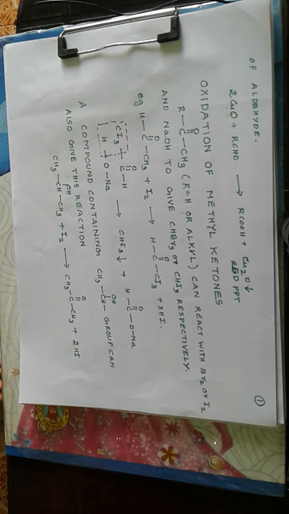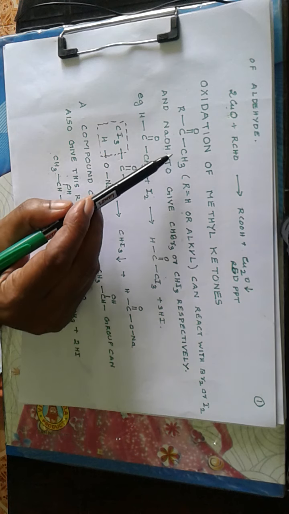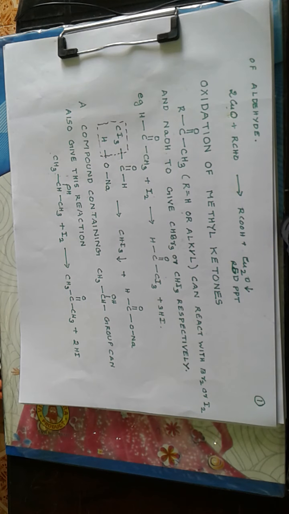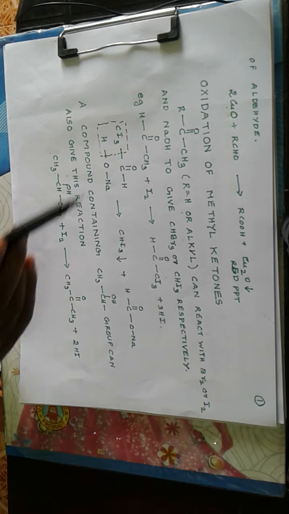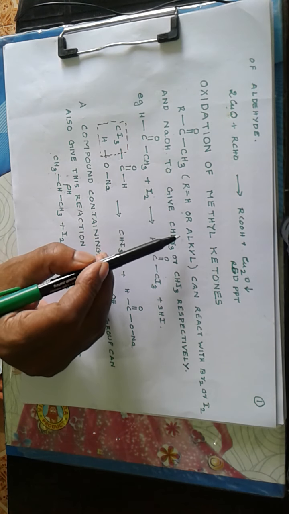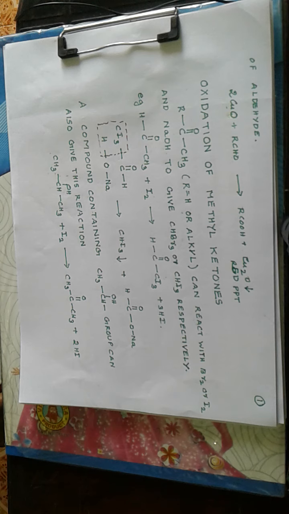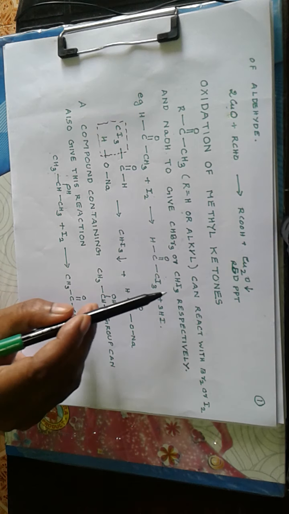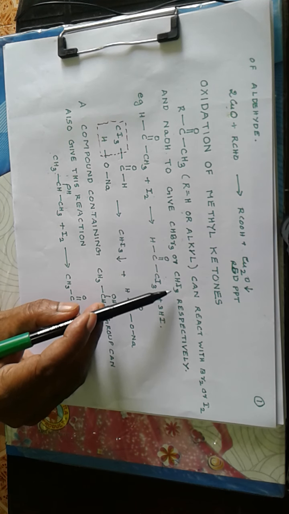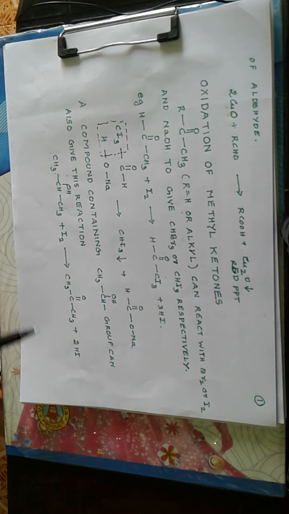Another reaction is the oxidation of methyl ketones, meaning a CH3CO group that indicates a methyl ketone. Now here R can be H or an alkyl group. Such ketones can react with bromine or iodine and sodium hydroxide, that is alkali, to give CHBr3, that is bromoform, or CHI3, iodoform, respectively.